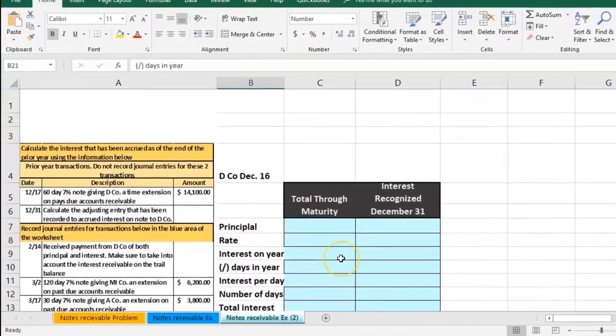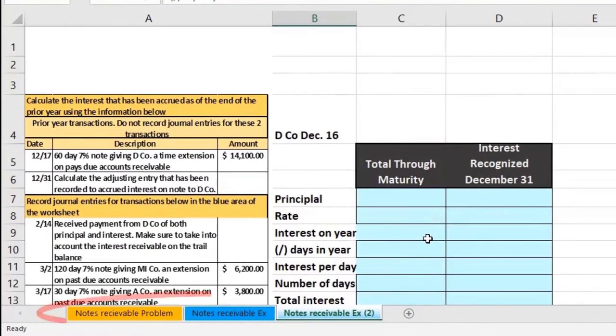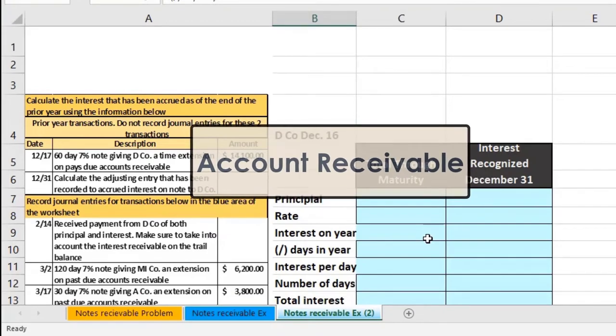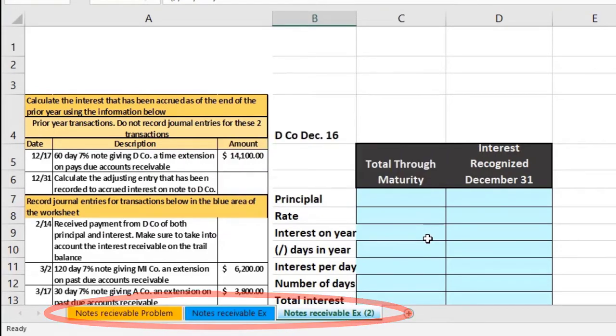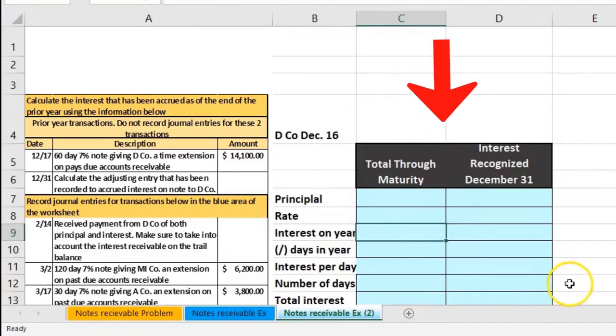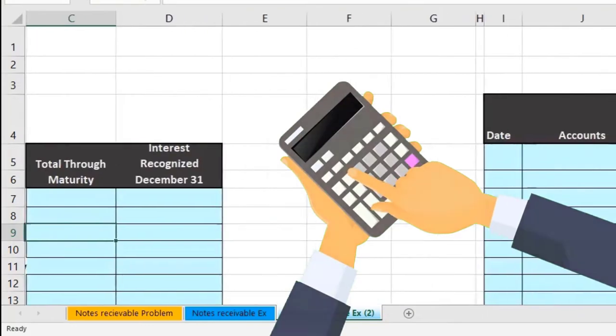In this presentation, we will work a problem on notes receivable and accounts receivable, focusing primarily on notes receivable. We will be transferring from accounts receivable to notes receivable, giving us a good example of the difference between the two. The information that we will be using is on the left side. We're going to put that information into the worksheets on the right side. This will be used in order to calculate the interest.